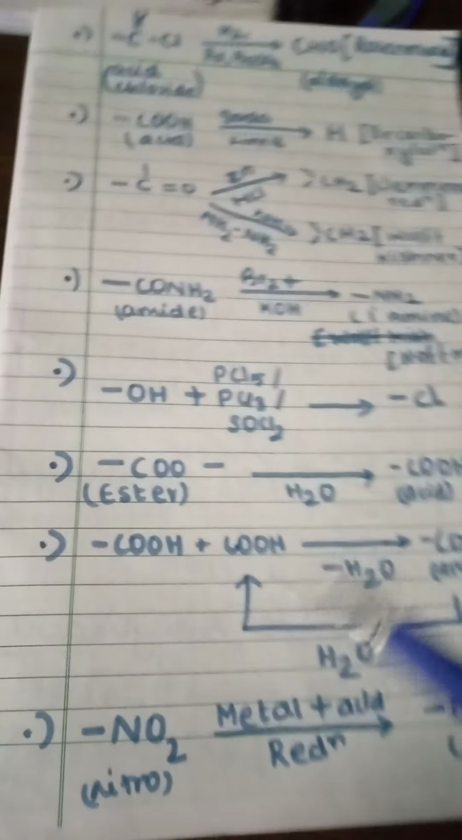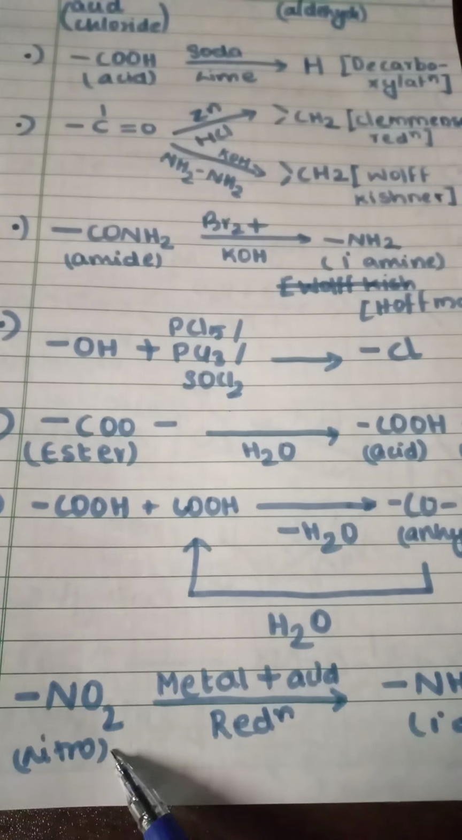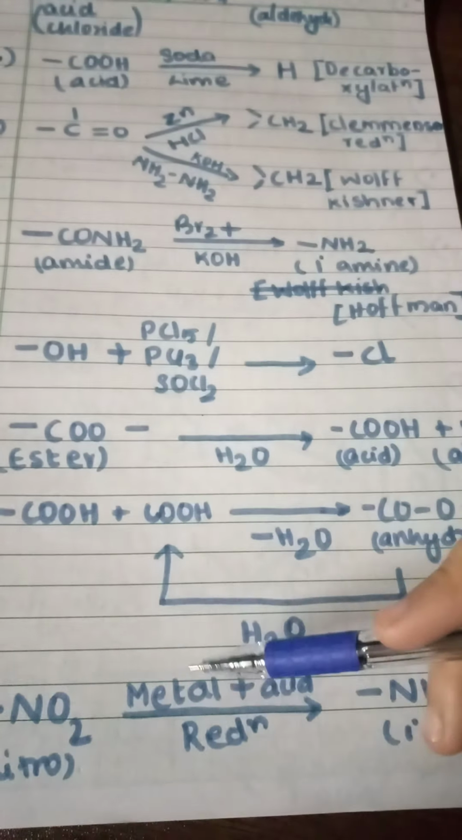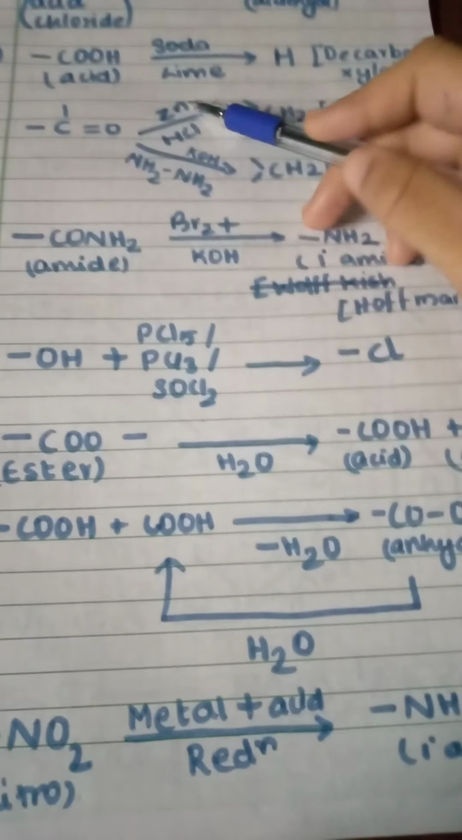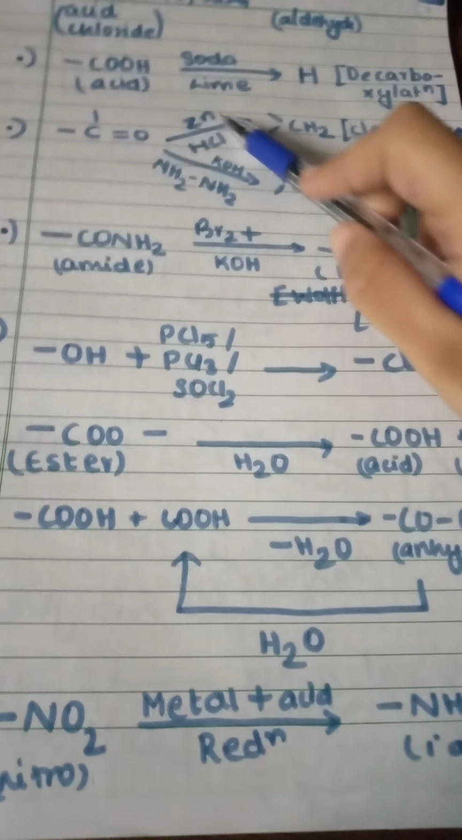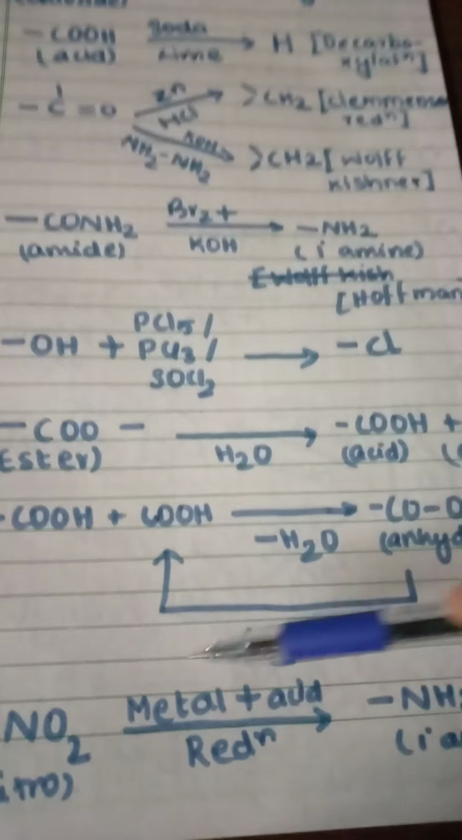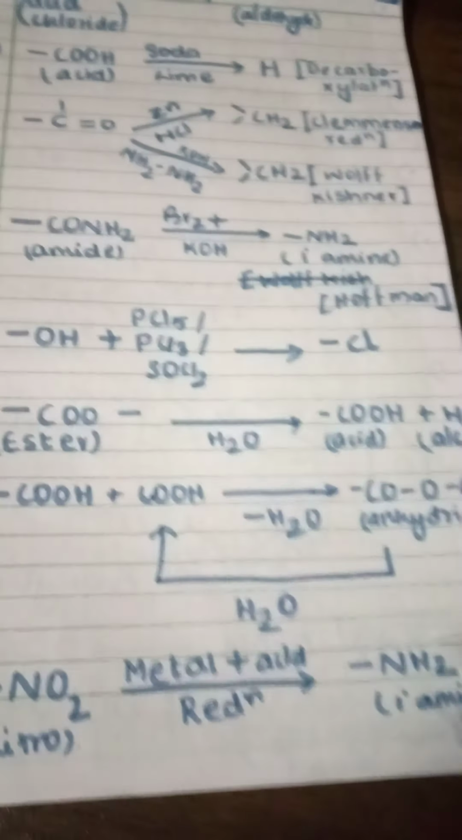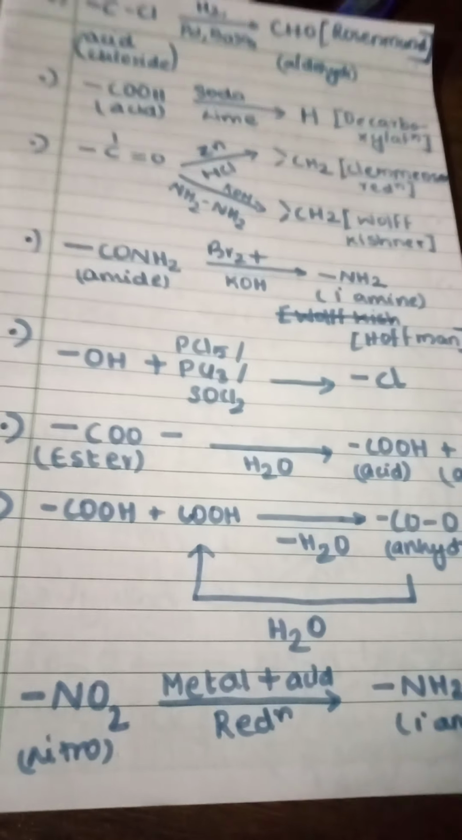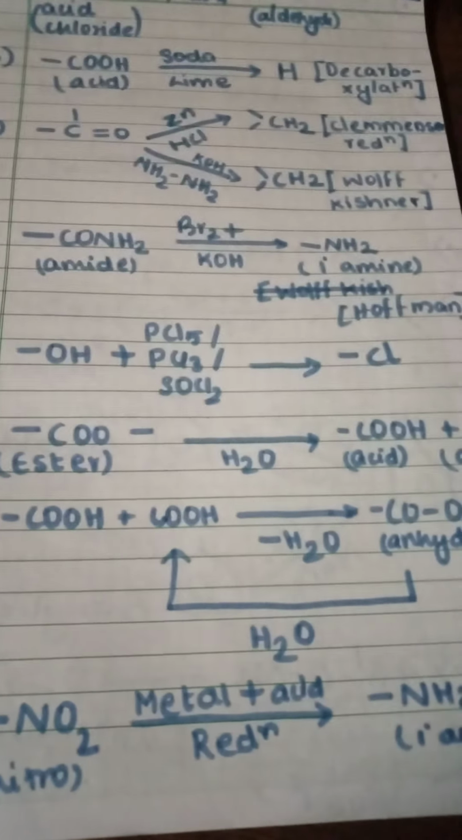Okay, then if this nitro group undergoes metal acid reduction, metal acid means like we have studied here, this reaction, Clemmensen reduction, zinc and HCl, this is an example of metal acid reduction. So here also if I take zinc and HCl, this will remove the oxygen and add hydrogen, the same trick we used here also. Okay, so we will be getting primary amine.